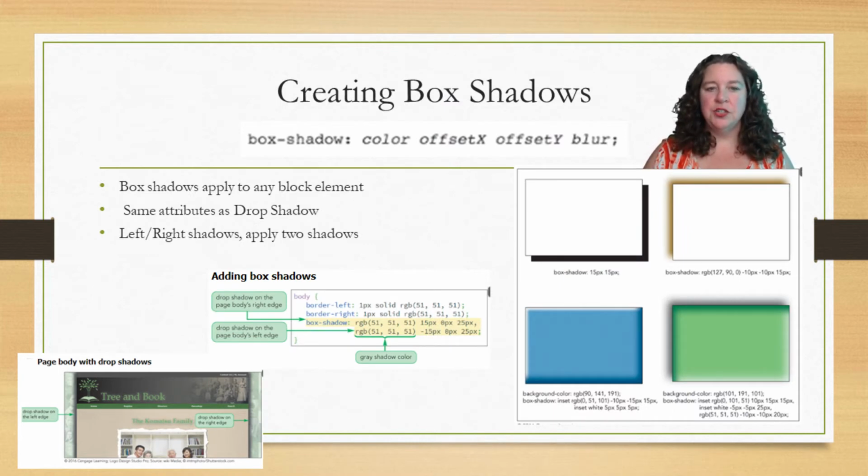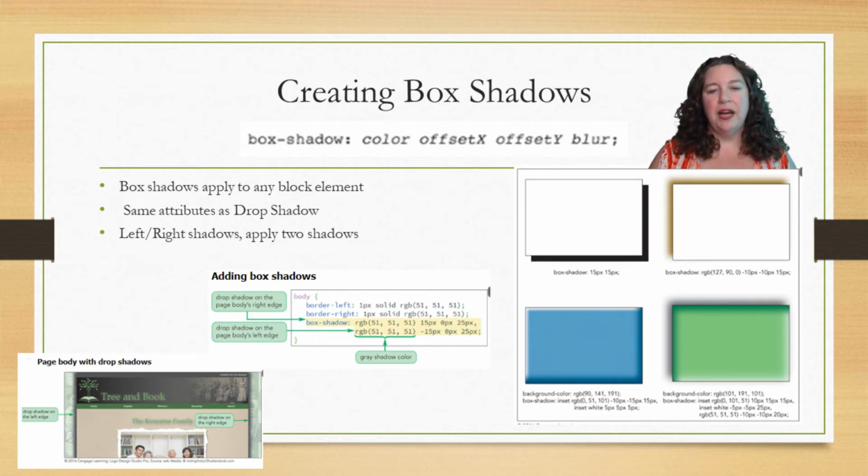Now, our text shadows are going to be following the letters, whereas our box shadows are going to be around an element box, so the element itself. So you can choose to set your box shadows inset or outset. You can choose the different colors, and again, they follow that color, offset X, offset Y, and then how much is their blur. So box shadows can apply to any block element, and otherwise it looks similar to a drop shadow.